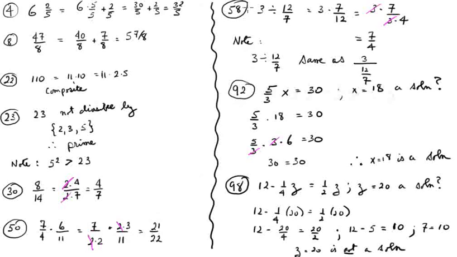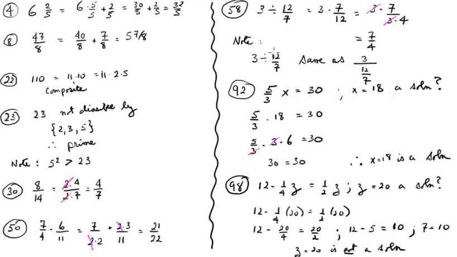Number 58, 3 divided by 12 over 7. Dividing by 12 over 7 is the same as multiplying by the reciprocal, which means 12 over 7 flipped upside down. And so looking at this, we can factor the 12 in the numerator as 3 times 4, cancel out the 3's, and conclude that the reduced answer is 7/4.